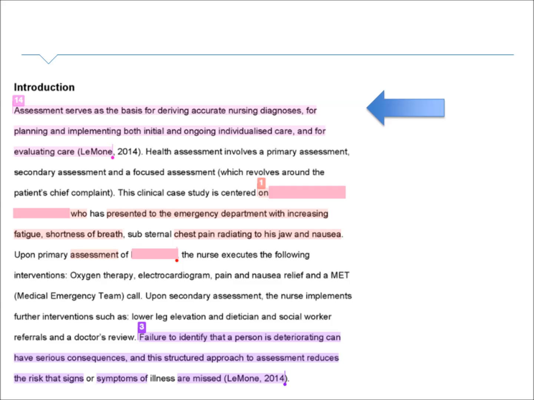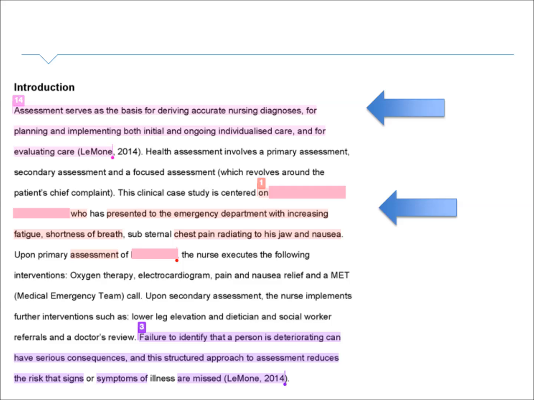"Health assessment involves a primary assessment, secondary assessment, and a focused assessment, which revolves around the patient's chief complaint." Now, this sentence looks like it does not use any sources at all. This is your writing. "This clinical case study is centered on a person who has presented to the emergency department with increasing fatigue, shortness of breath, substernal chest pain radiating to his jaw, and nausea."